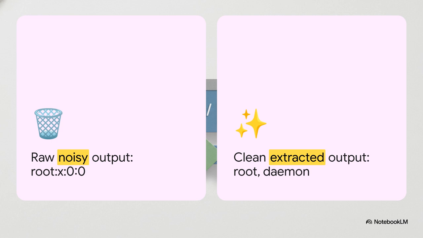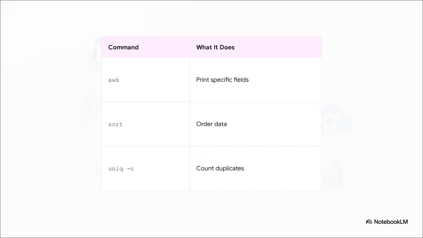Root, daemon, Kali. Exactly what we want and nothing we don't. Real output, real clean. Beyond just cutting text, we have the true Swiss Army knives of the terminal. Mastering tools like awk, sort, and uniq will honestly make you virtually unstoppable.